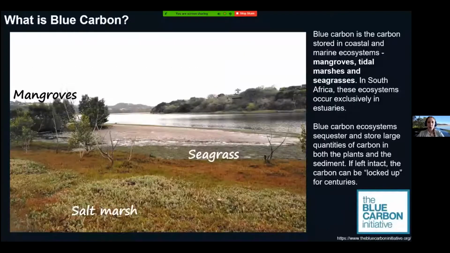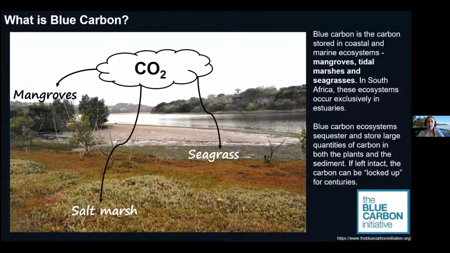So what is blue carbon? Blue carbon is the carbon stored in coastal and marine ecosystems, specifically mangroves, tidal marshes, and seagrasses. In South Africa, these ecosystems are limited to occurring exclusively in estuaries because the coast is high energy with a lot of wave action. So blue carbon ecosystems absorb carbon dioxide from the atmosphere, and they sequester and store this carbon dioxide in very large quantities, both within the plants and the sediment of the habitat. If left intact, this carbon can be locked up for centuries.